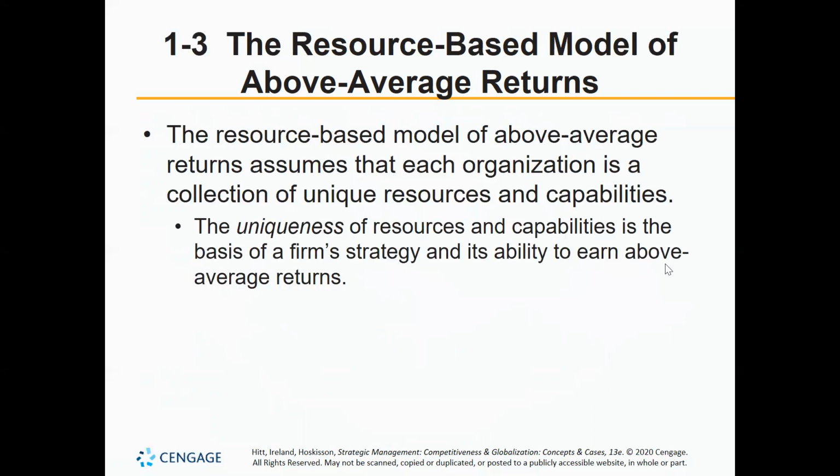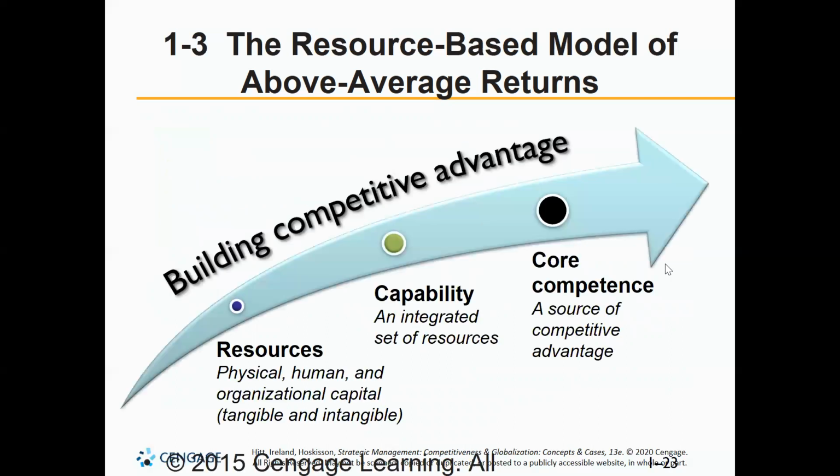Next, we look at the resource-based model of above average returns. The resource-based model assumes that each organization is a collection of unique resources and capabilities. The uniqueness of resources and capabilities is assumed to be the basis of a firm's strategy and its ability to earn above average returns. As a model of this, think about the resources as the building blocks.